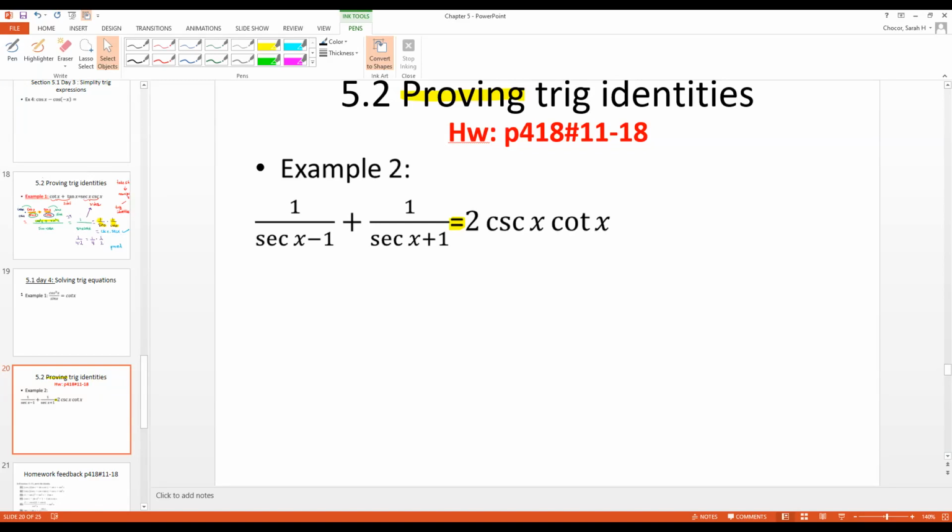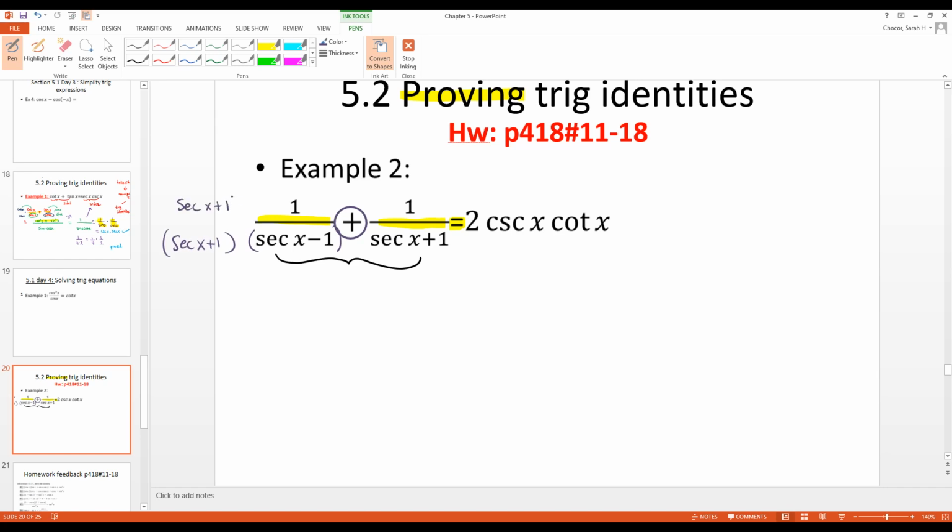Hi, this is the second video in section 5.2, proving trig. We have addition and we are adding fractions. So we need a common denominator. We're going to try to make a common denominator, and this common denominator is going to be secant x minus 1. We're going to multiply it by the other denominator, which is secant x plus 1.